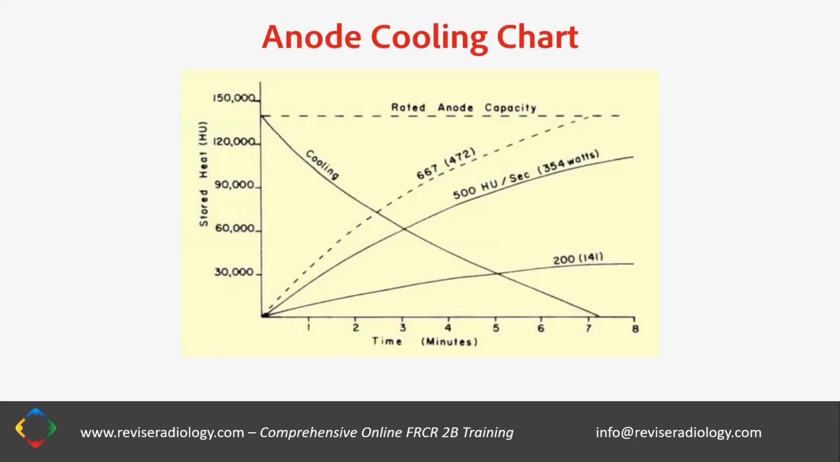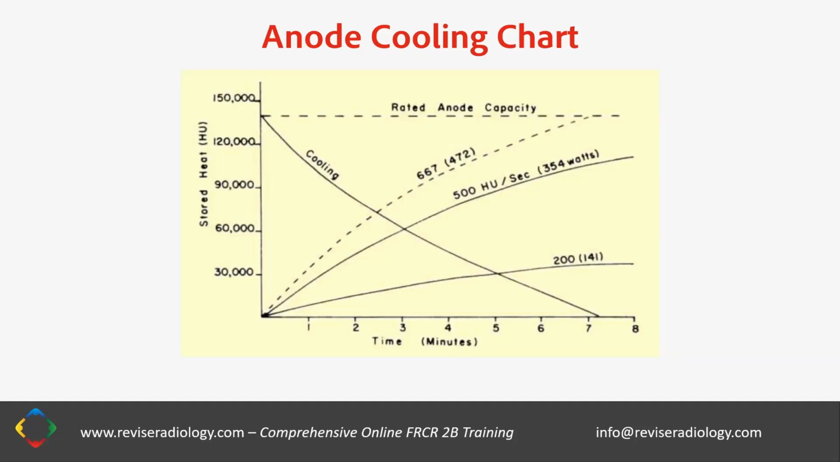Now, what you'll see here on top is the rated anode capacity. If you go beyond that dotted line, the X-ray tube will not function anymore. We also see a cooling line, which depends. The relationship is that the rate of cooling is directly proportional to the temperature to the power of 4. All these details will be in the notes, so for now, I'll just explain the concept as well as I can.